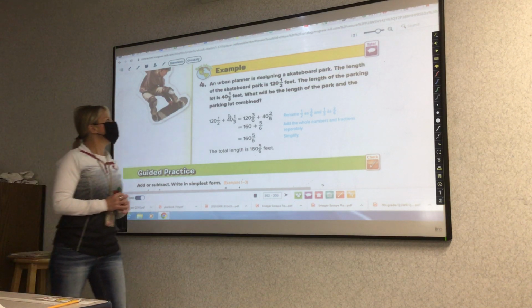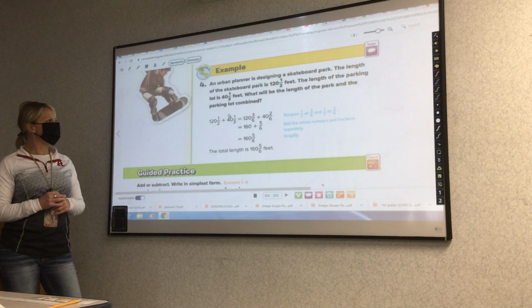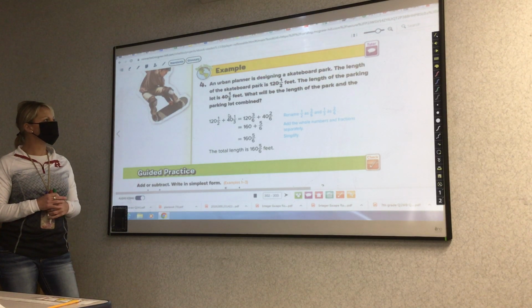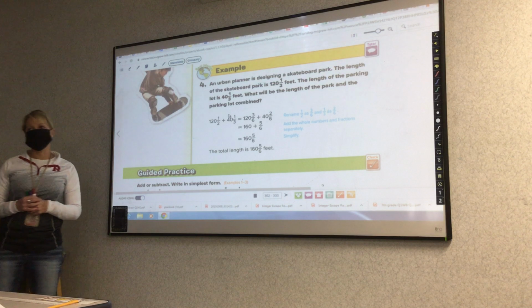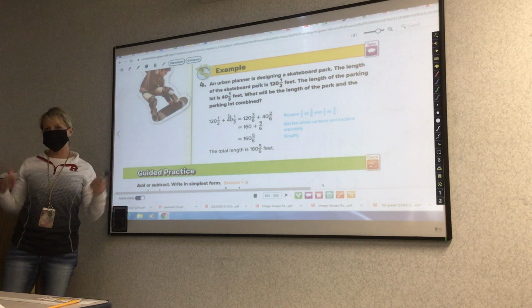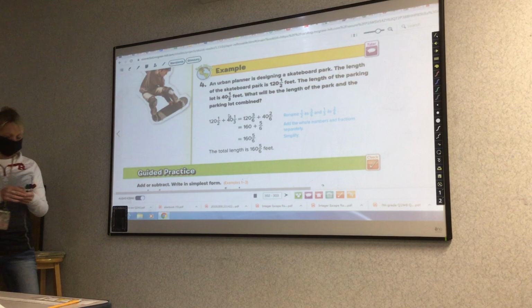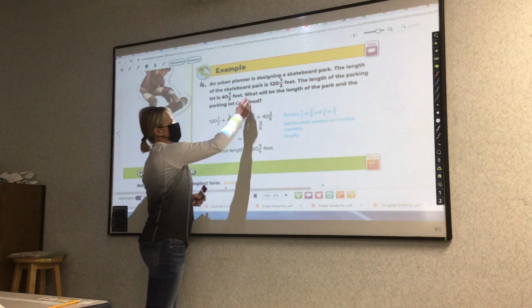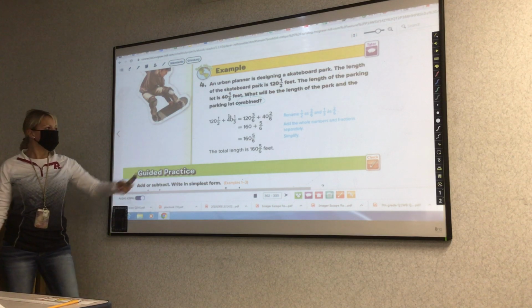Number 4, an urban planner is designing a skateboard park. The length of the skateboard park is 120.5 feet. The length of the parking lot is 40.33 feet. What will be the length of the park and the parking lot combined? What is my clue word? Anytime we're doing story problems, find the clue words. What's my clue word to tell me if I'm going to add or subtract? Combine. What does that mean? What am I going to do then? Putting them together. I'm going to put them together and I'm going to add.